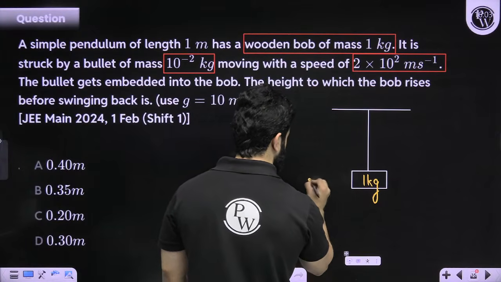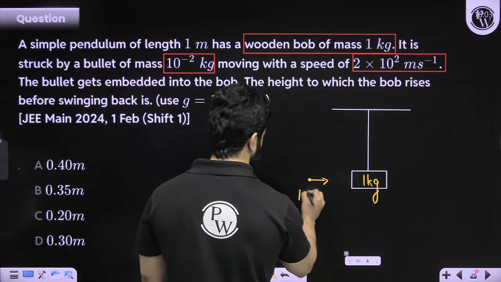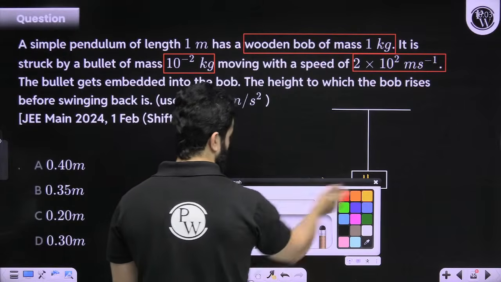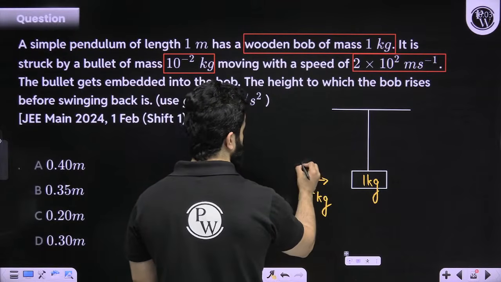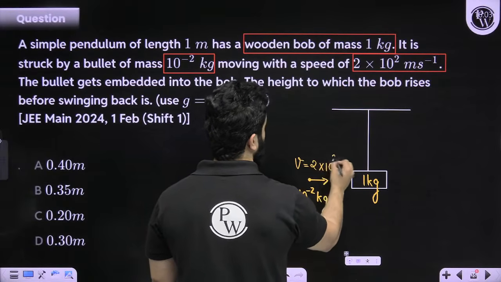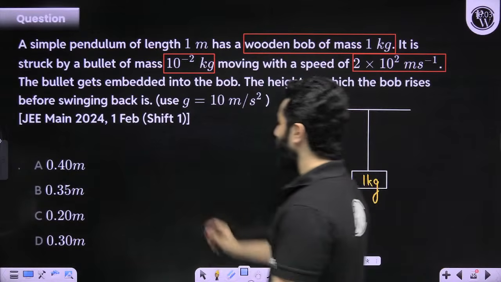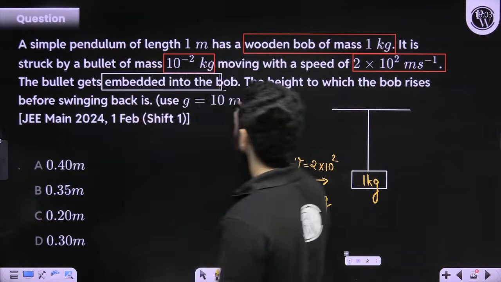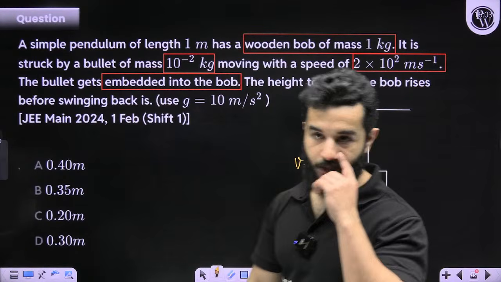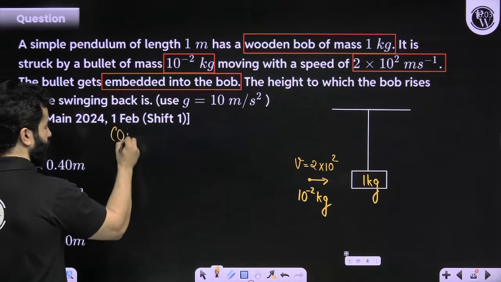And then a bullet is coming, and the bullet's mass is 10 to the power minus 2 kilogram, and its speed is 2 into 10 to the power 2 meter per second. It gets embedded in the bob. This means they are saying that it's an inelastic collision. So the first thing will be conservation of linear momentum.